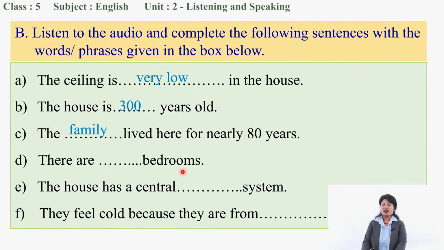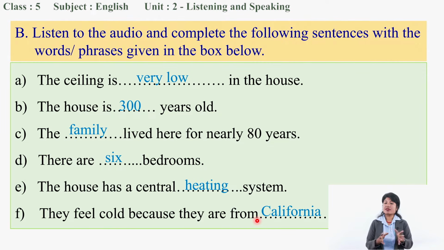D, there are how many bedrooms? Yes, there are 3, no, 6. Yes, there are 6 bedrooms. E, the house has a central what system? Yes, heating system. F, they feel cold because they are from, yes, the only one option, California. They are from California.